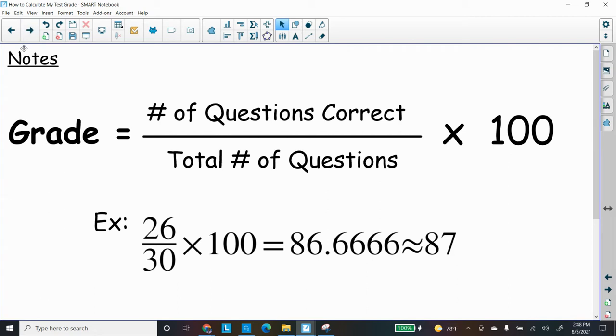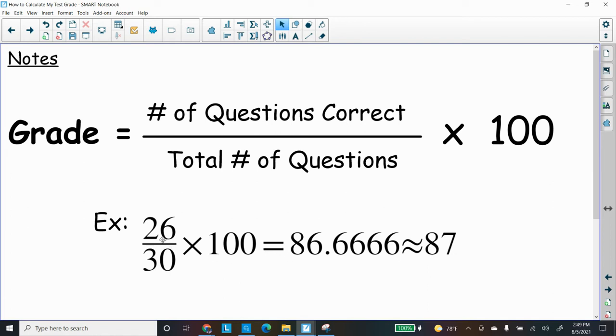All right, well, here are our notes, so let's get going. Your grade is equal to the fraction here, the total number of correct questions that you get, divided by the total number of questions that are on the test. You're going to take that fraction and multiply it by 100. That way you'll get your grade. For example, you got, say, 26 questions correct on a test that had 30 questions on the test. If you take that fraction and always multiply it by 100, you'll get your answer of 86.666, and we can round that off to 87.